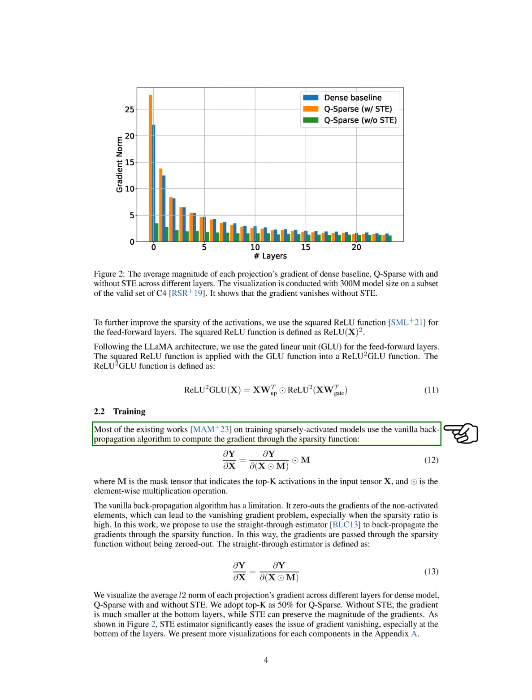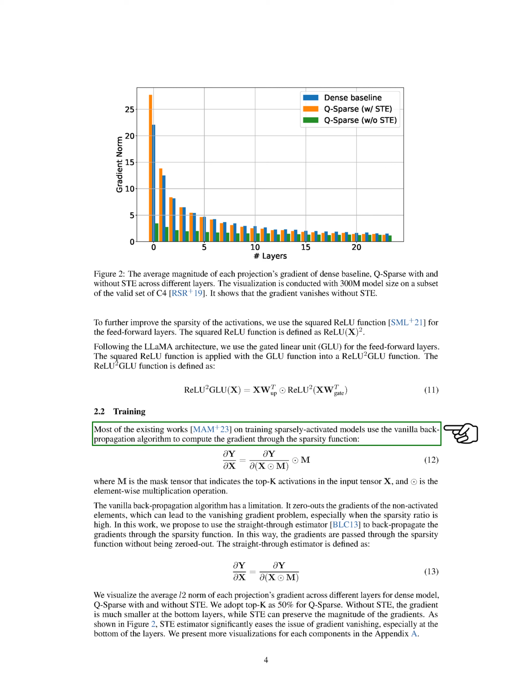We visualize the average L2 norm of the gradients for each projection across different layers for dense models and Q-Sparse models, both with and without the straight-through estimator. We set the top-K to 50% for Q-Sparse. Our observations indicate that without the straight-through estimator, the gradients are significantly smaller in the lower layers, while the straight-through estimator helps maintain the magnitude of the gradients. This is illustrated in our figures, showing that the straight-through estimator effectively mitigates the vanishing gradient issue, especially in the lower layers. We provide additional visualizations for each component in the appendix.